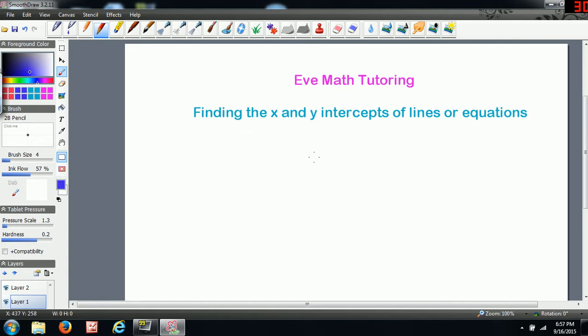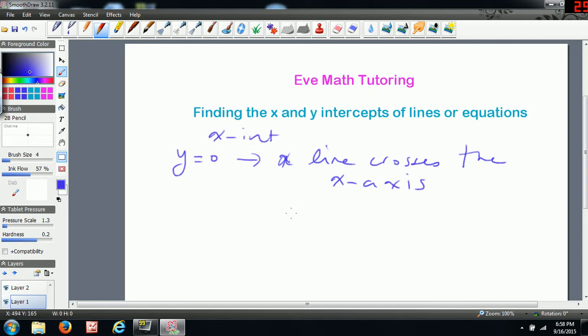So the x-intercept is where a line crosses the x-axis. This occurs when y is equal to 0, and it's where a line crosses the x-axis. That's your x-intercept. So when you have a diagram, it's where your line crosses the x-axis, which is this one here. Okay?